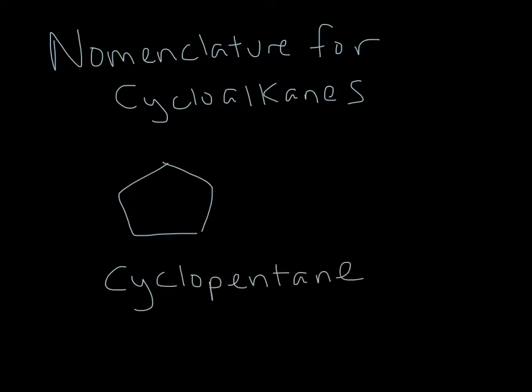So the only thing that is different is that you now have a cyclo in front, and that indicates that it's a cyclic system. And then again, we still have this ane at the end that tells us it's an alkane, meaning that there are no double bonds, triple bonds, or any other functional groups in the molecule. So that was a very simple cyclic compound. I could have a cyclic compound that had substituents on it.